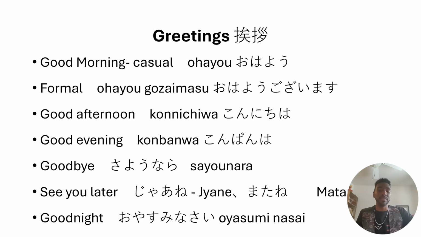Oyasumi nasai. O is a polite prefix that you can put on the beginning of something to make it sound polite. Yasumi means a rest. So a polite way to say rest. Nasai is actually a command. You're saying take a rest, but you put O at the beginning so it sounds polite. Oyasumi nasai. It's like please take a rest. That's how you say goodnight.